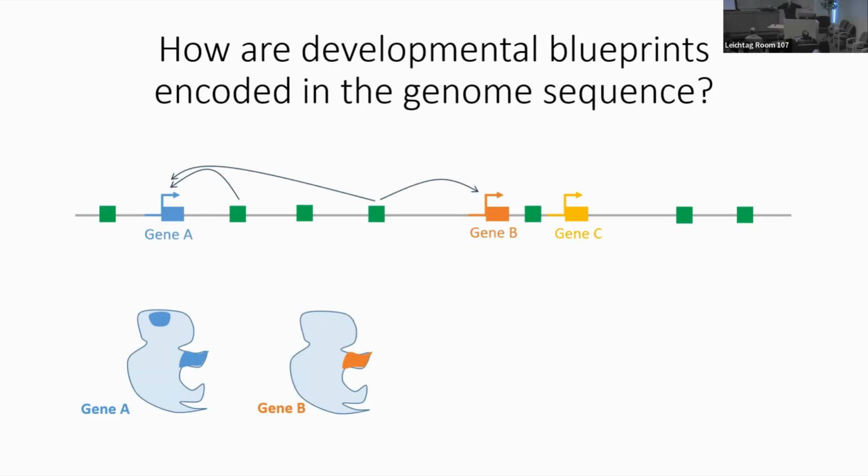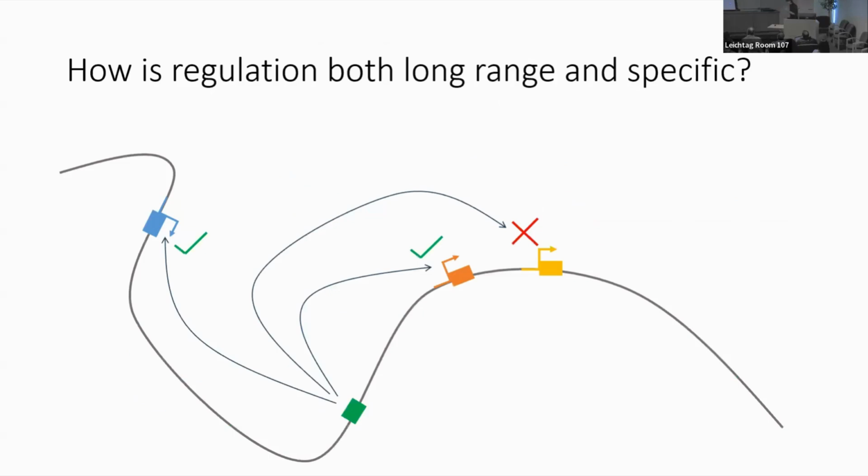And because this information is distributed in this large genome, this is often happening at long range. It's able to hop over genes, etc. And this raises a question in regulation then. How is regulation both long range and yet specific? How do these sequences act at distances across up to megabases, and yet they know the correct genes to turn on and not the wrong ones?